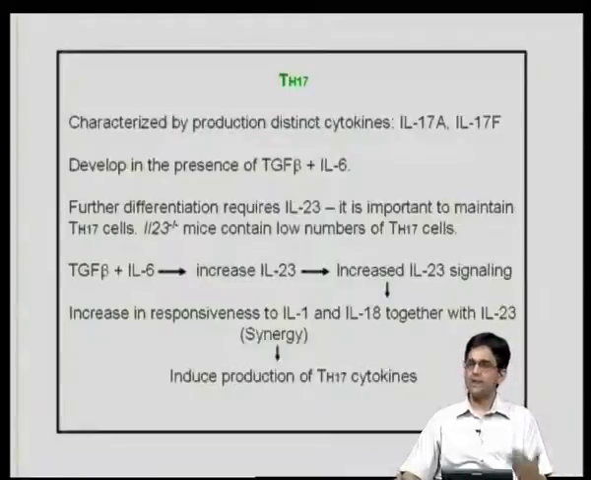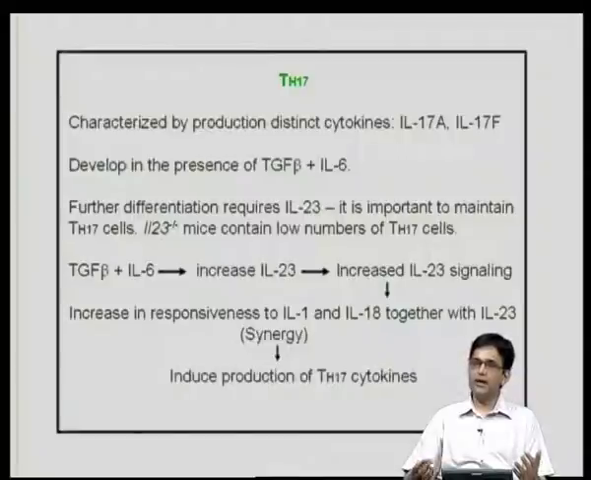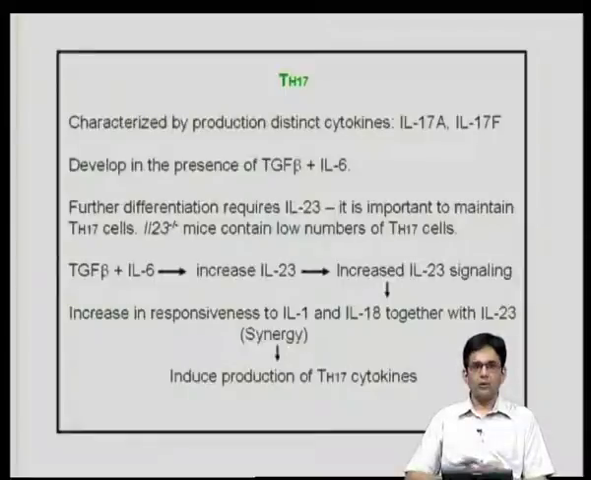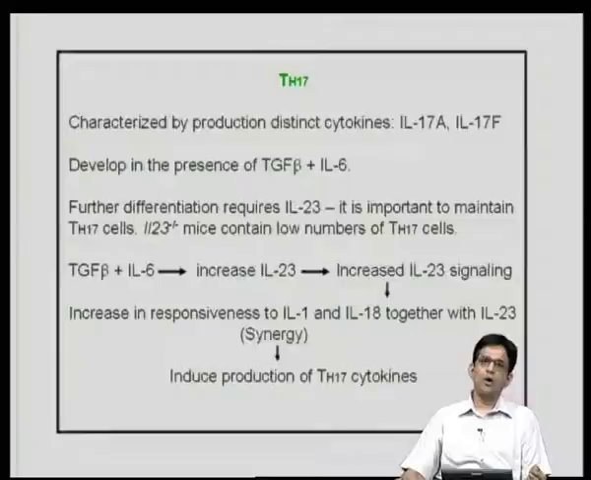Now Th17, as I said, are characterized by production of distinct cytokines, especially IL 17A, IL 17F. They develop in the presence of TGF beta and IL 6. For development they need TGF beta and IL 6; for subsequent differentiation they need IL 23. IL 23 is very important for maintenance of this. In fact, IL 23 knockout mice contain very low numbers of Th17 positive cells. TGF beta and IL 6 increase IL 23 and you have increased IL 23 signaling. This increases responsiveness to IL 1, IL 18 together with IL 23. In fact, there is a synergy, and this induces production of Th17 cytokines.